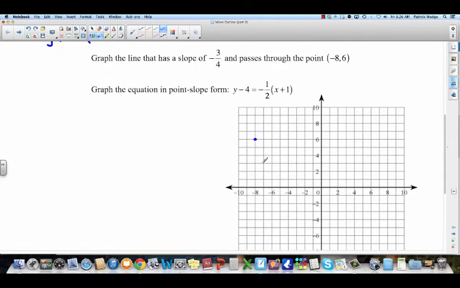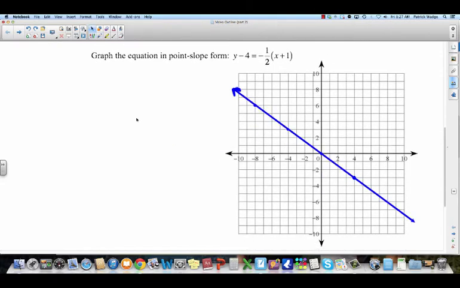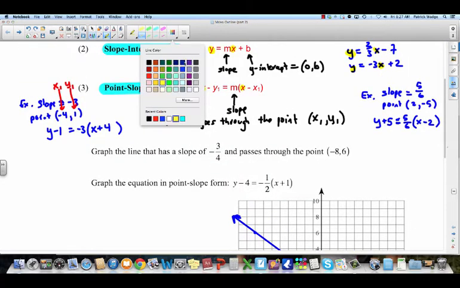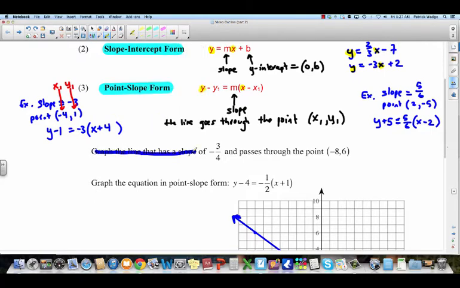We're going to run 4. 1, 2, 3, 4. Let's do it again. Rise -3. 1, 2, 3. Run 4. 1, 2, 3, 4. Hey, it goes right through the origin. I'll do it one more time. 1, 2, 3. 1, 2, 3, 4. And I'll draw a nice blue line through there. There it is. And if you want, I could highlight this blue so you know that I'm talking about this question here.